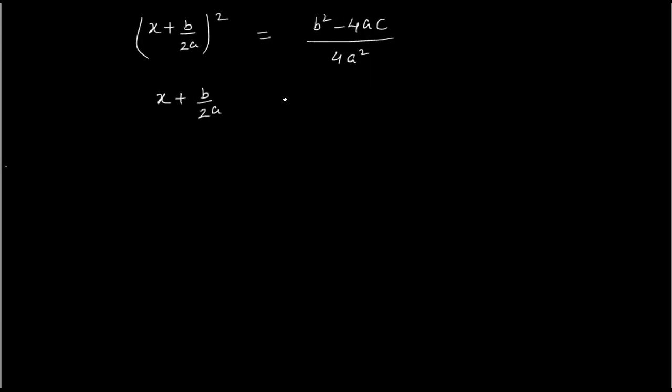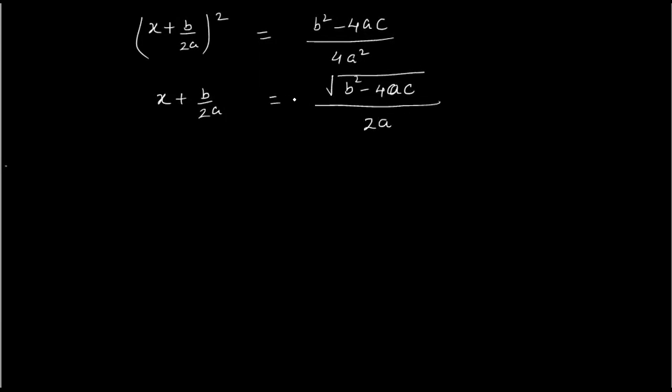So basically we have (x + b/2a)² = (b² - 4ac)/4a². In order to solve this expression, let us take the square root on both sides. We have x + b/2a = √(b² - 4ac) over the square root of 4a², which is simply 2a.